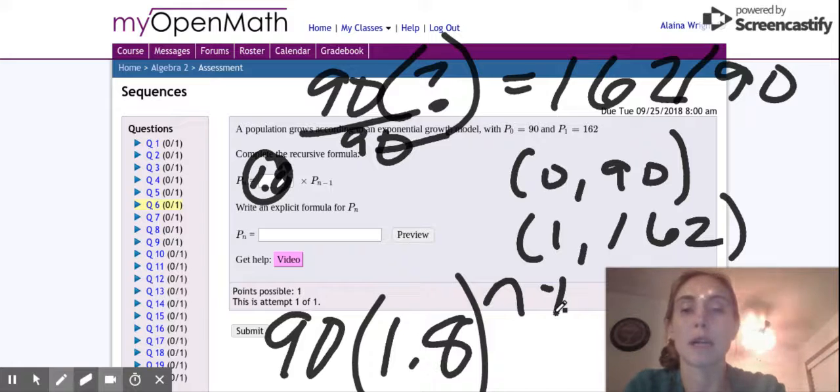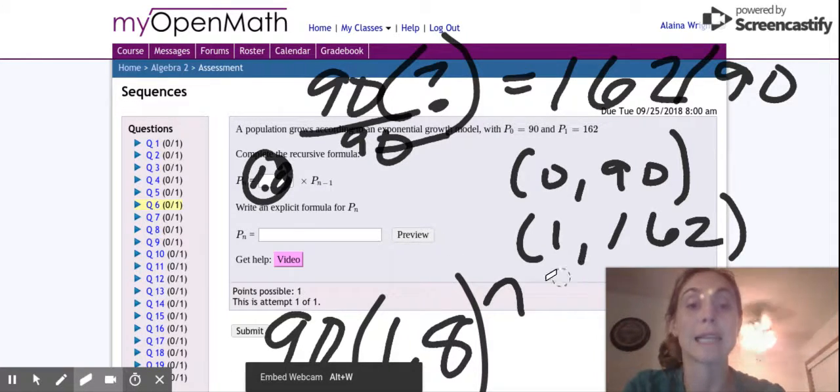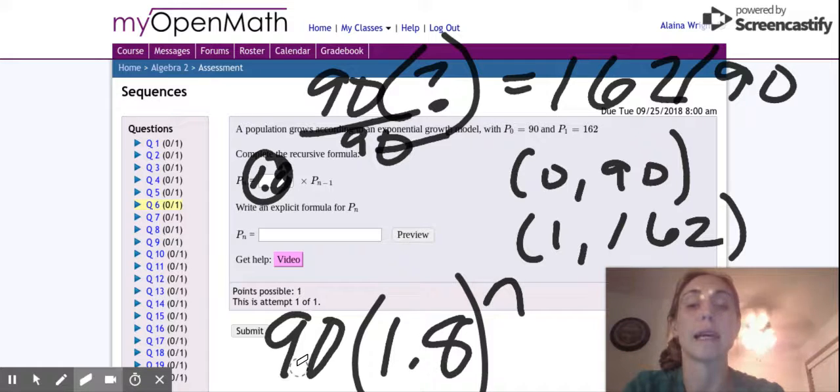Sorry, no, we have a 0th case. There wouldn't be an n minus 1. The first term, when n is 0, the value needs to be 90. 1.8 to the 0 power is 1. 1 times 90 will give me the answer of 90.